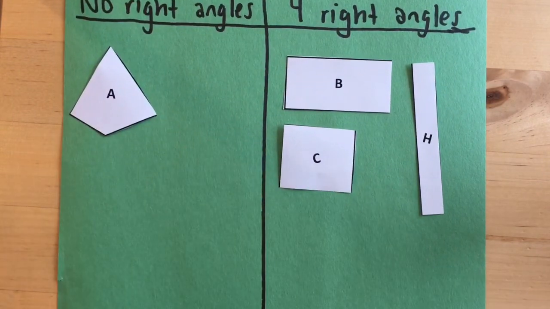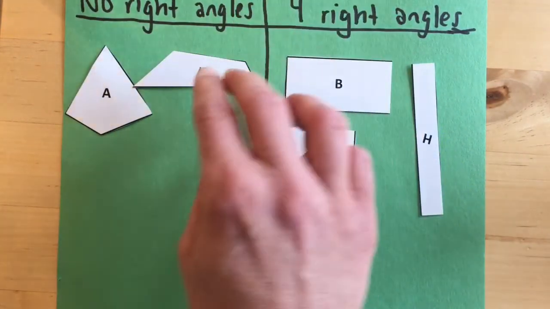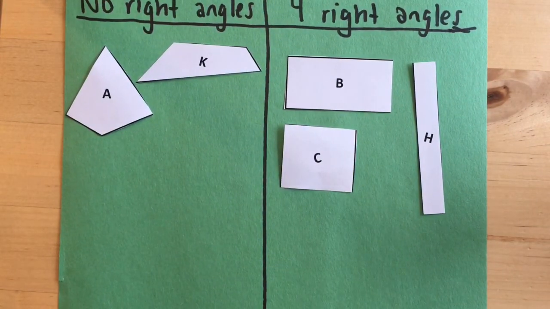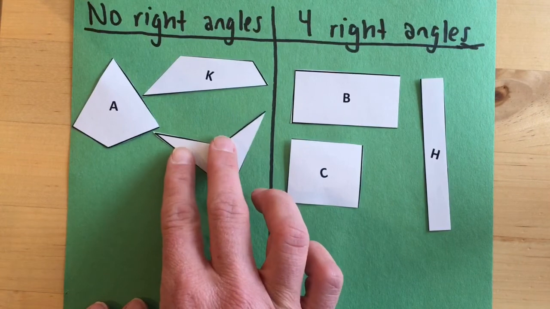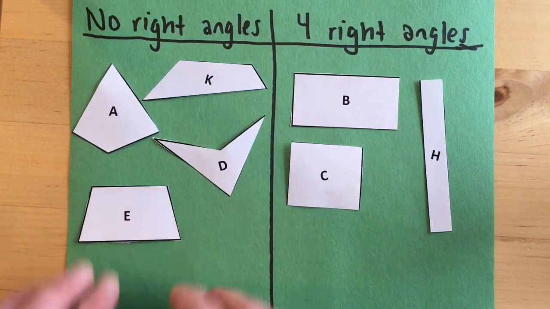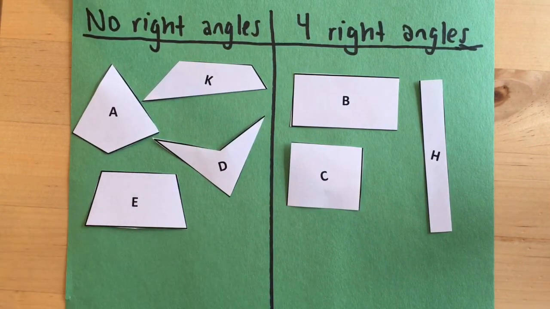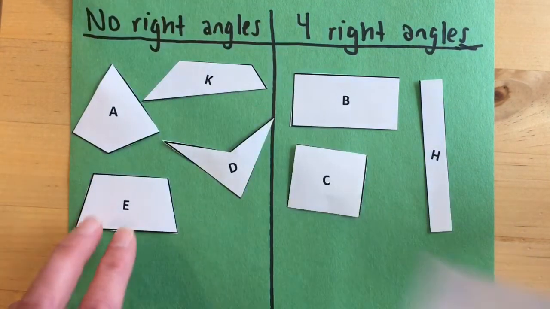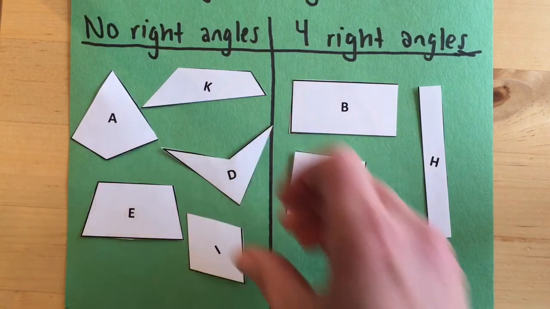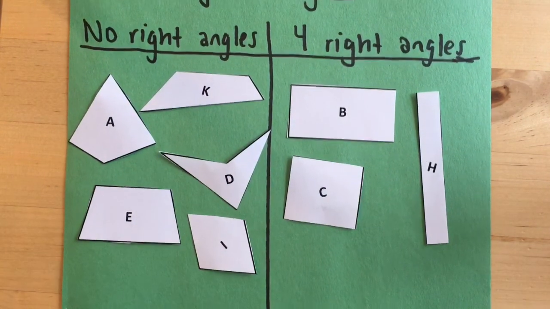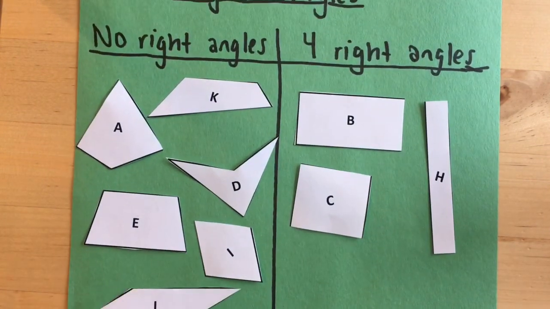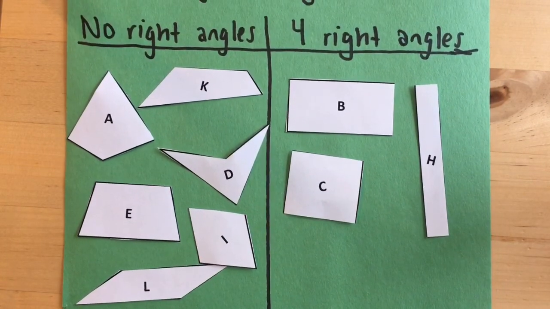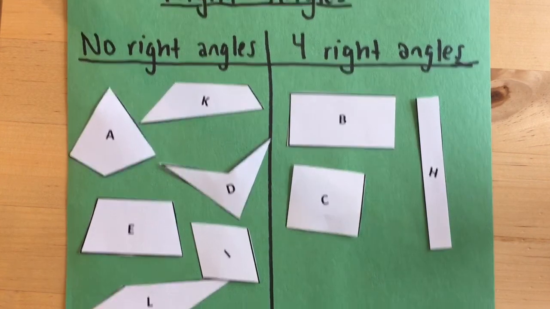So I'm going to put A over here. I'm also going to put K over here. You can see that there's not perfect square corners. D is another example where there's no right angles, as is E, if you look closely. And if I take my tool here, it doesn't match up. And then I does not have those right angles either, and neither does L. So another way we can classify quadrilaterals is by the type of angles they have.